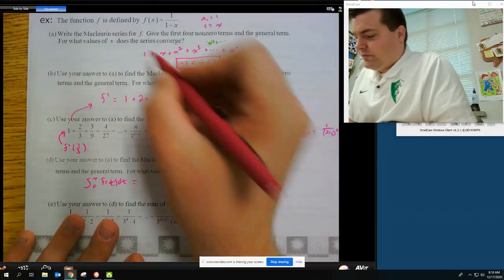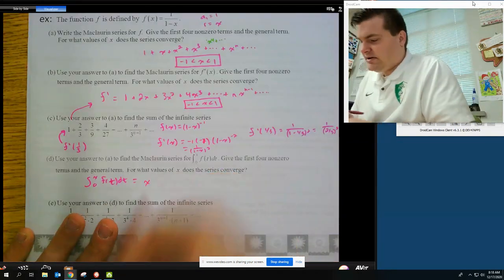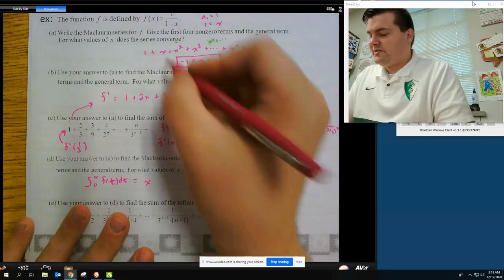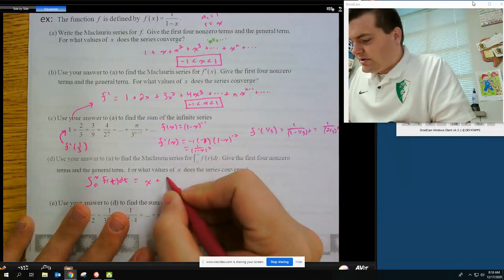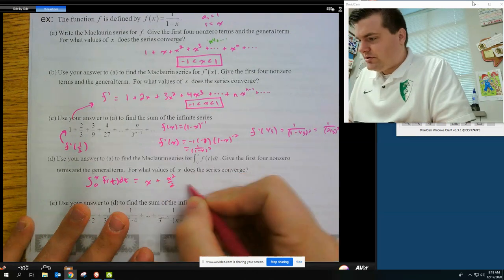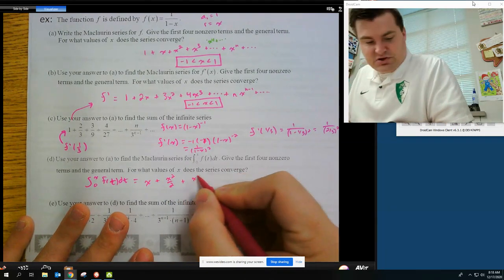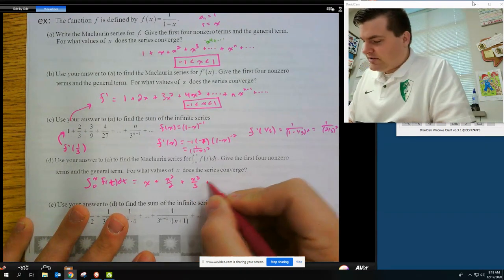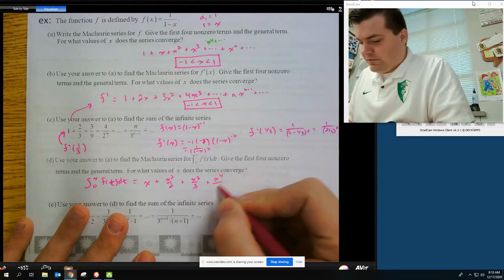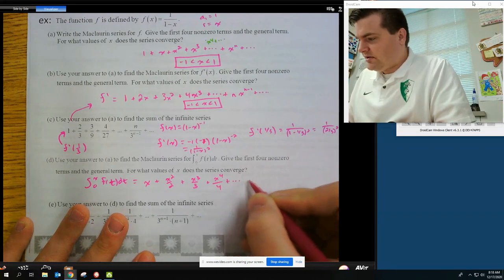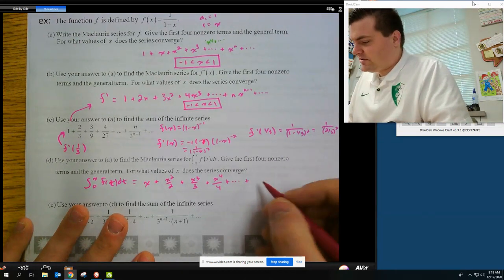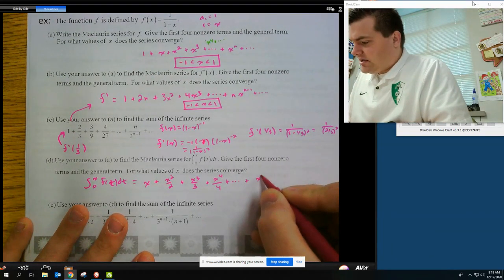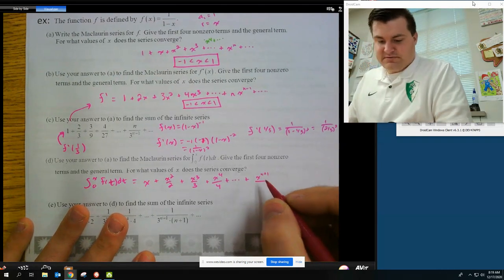So the antiderivative of 1 is going to be x. The antiderivative of x is going to be x squared over 2, plus x cubed over 3, plus x to the 4th over 4, plus, you get the idea, right? So this is going to be plus x to the n plus 1 all over n plus 1.